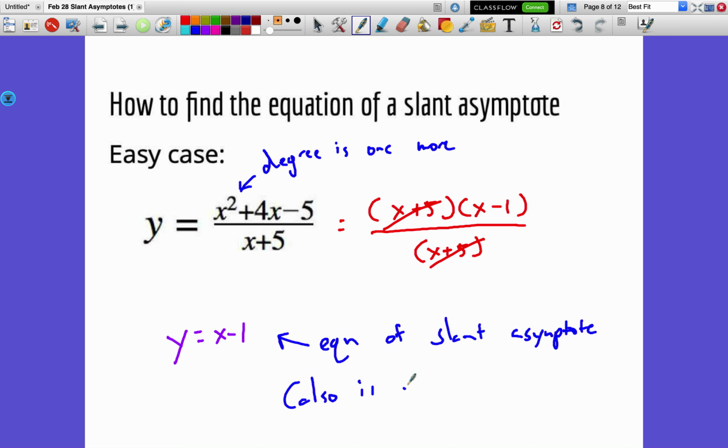Also is equation of the line. But because it came from a rational function, it's still considered a slant asymptote, even though it's not really a proper asymptote. It's not a straight line that our curved line approaches forever, but this is sort of a gray area, and this would still be considered the equation of our slant asymptote.